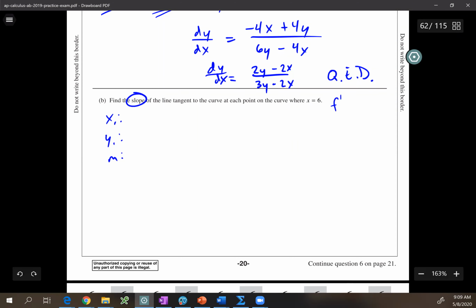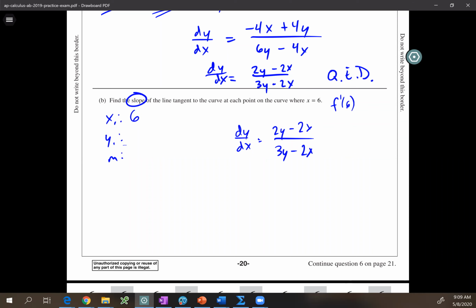But because dy dx has both x's and y's in it, we actually do need to know both of them. So it is kind of nice to still make the table, but just know they don't want us to write the equation, they just want m. So x is 6, but in order to plug in 6, we also need to plug in our y value.